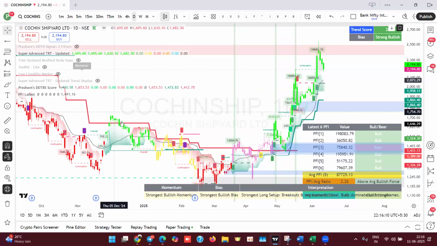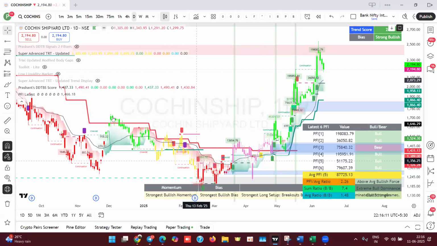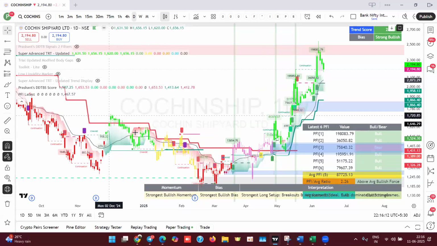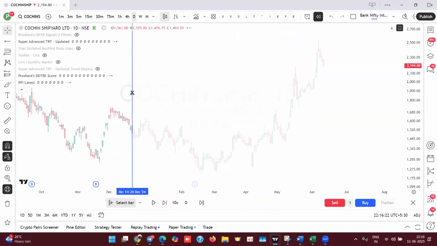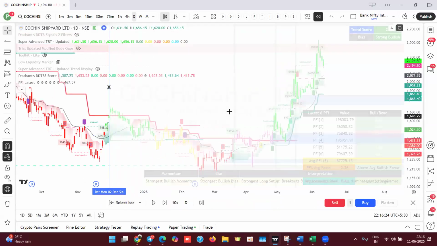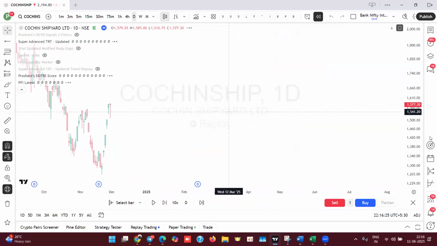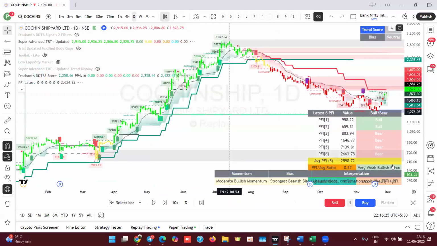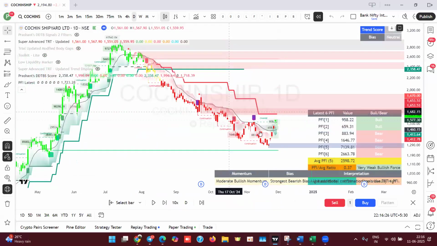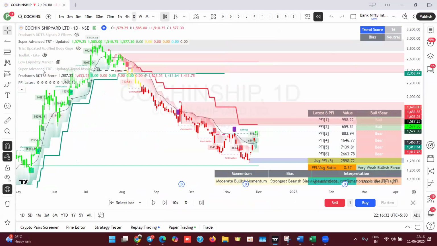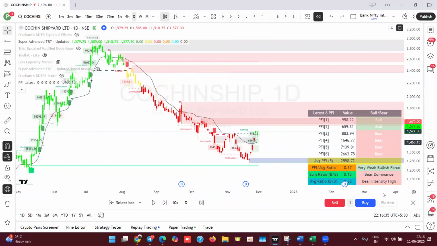Whenever there is a failure, what is the reason of failure? This has given retracement. It did not give the first target, it failed. The reason is lack of increasing PFI. So let us study how much PFI was at these levels. For bears, very weak bullish force. So this bullish force is very weak and bear intensity is high.